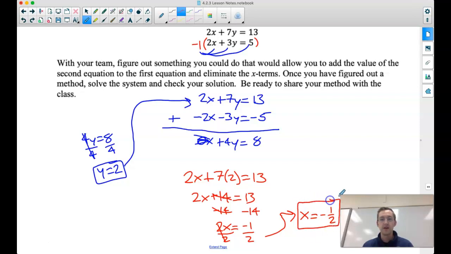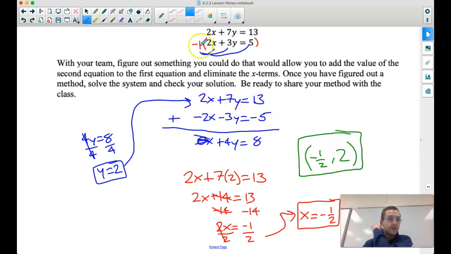So we got an x and a y, and we should always write our answer as an ordered pair. So the final solution here is x is -1/2, y is 2.